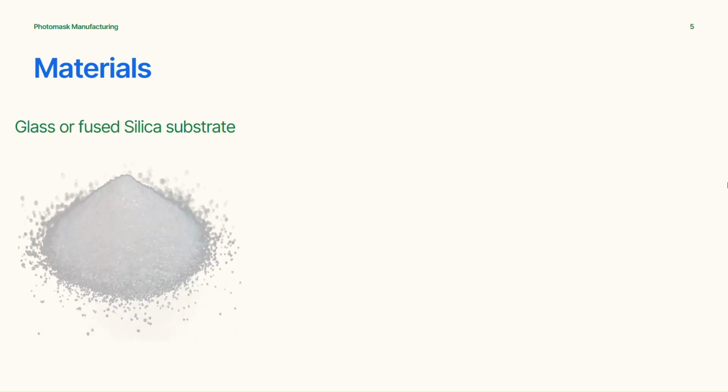Now, in a basic photomask, there are three main materials used. The first one being a glass or fused silica substrate. This is the bottom of the photomask and the baseline.